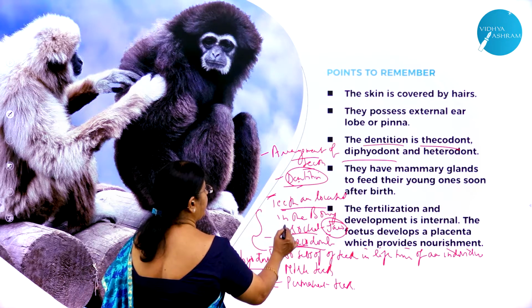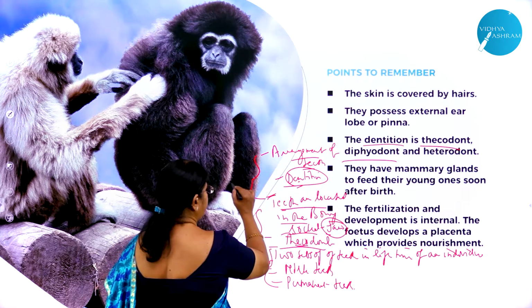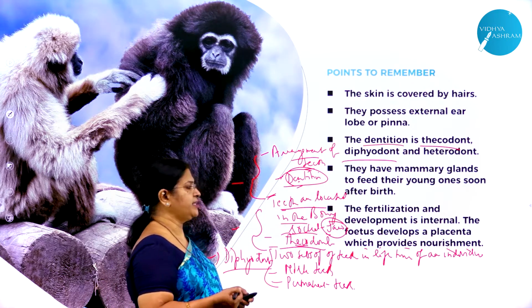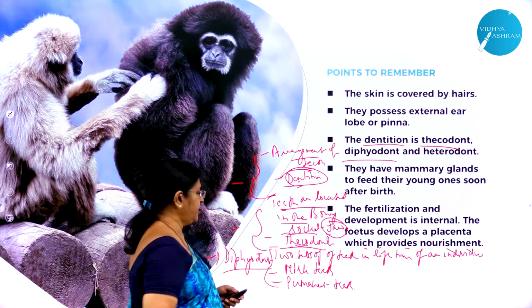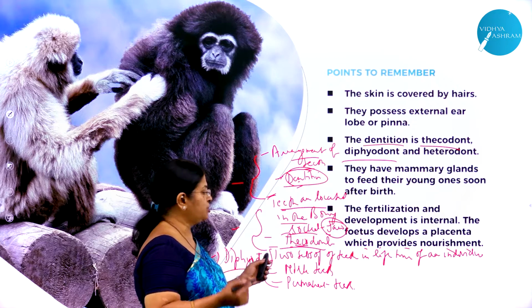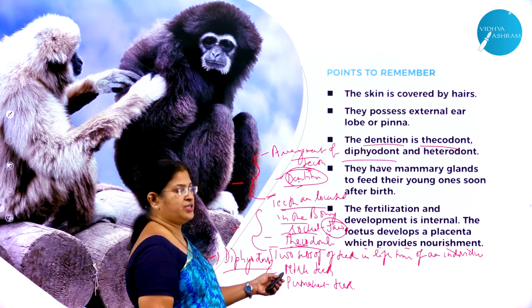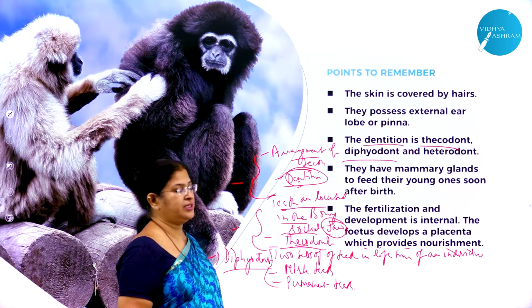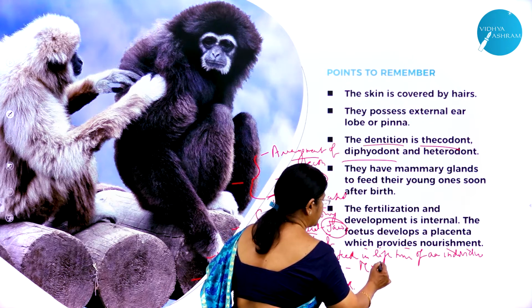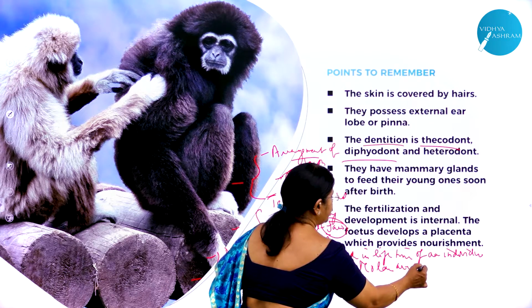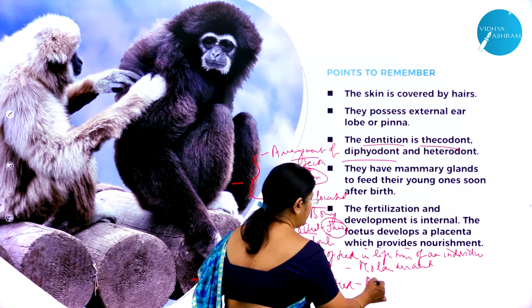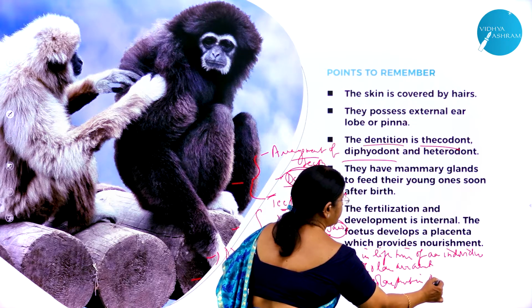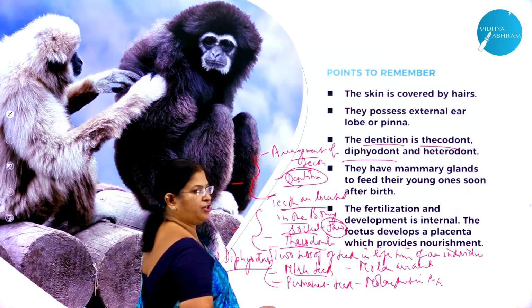What do you mean by thecodont? Enclosed in a bony socket. What do you mean by dentition? Arrangement of teeth. Thecodont dentition, the teeth is located in the bony socket, hence it is called thecodont dentition. What do you mean by diphyodont dentition? There are two sets of teeth in the lifetime of an individual. One is called the milk teeth and the other one is called permanent teeth. The milk teeth is replaced by permanent teeth. The only difference is molars are absent in milk teeth. Molars are present in permanent teeth. So such a type of teeth is called diphyodont dentition.